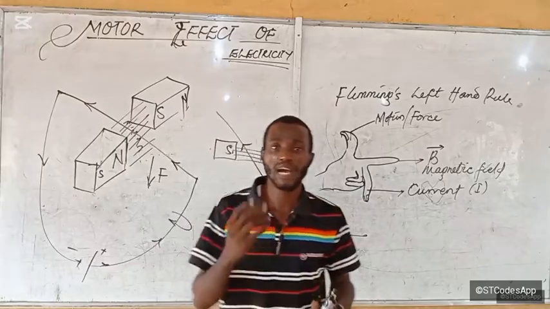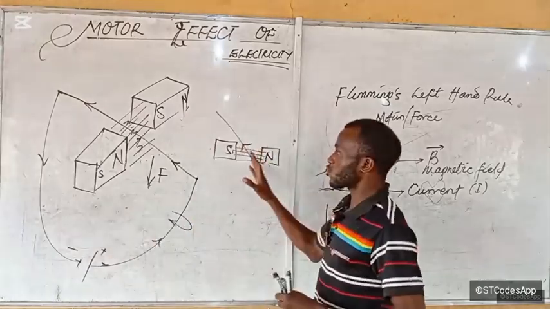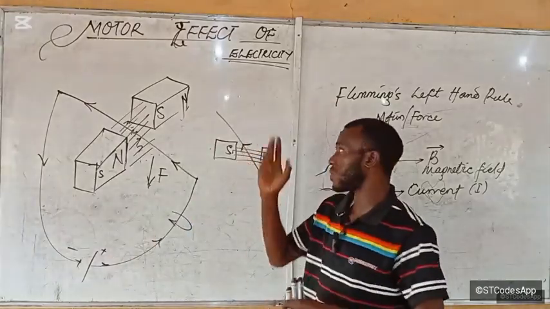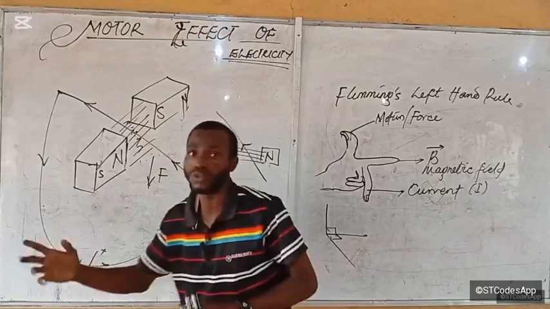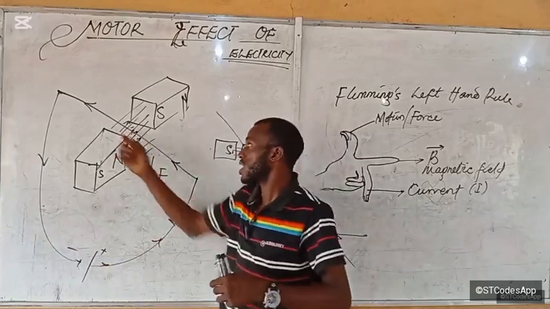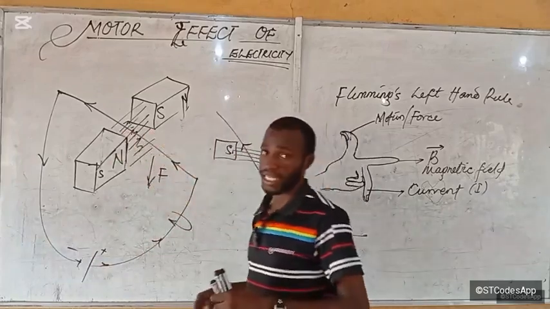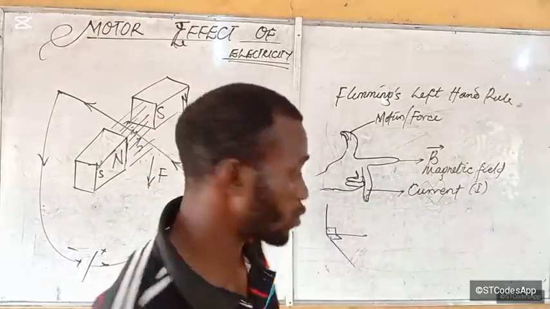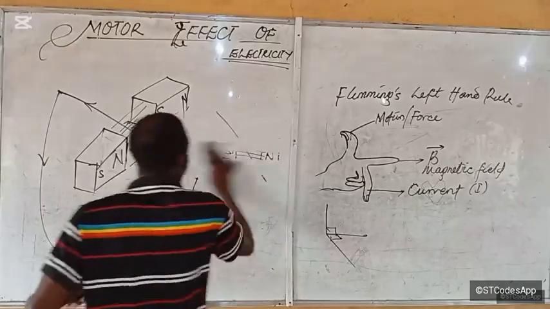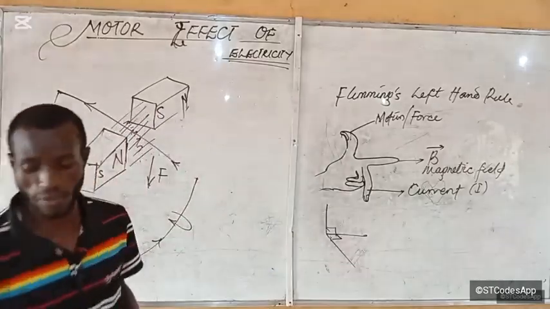Alright, welcome back. Now I believe that you have seen that demonstration and you saw how that wire jerked up and jerked down in the magnetic field due to the interaction between the electricity flowing here and the magnetic field produced by the permanent magnet. Now, let's go to the mathematics of things.